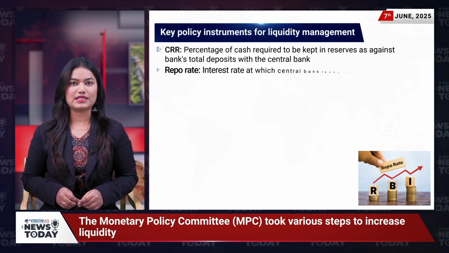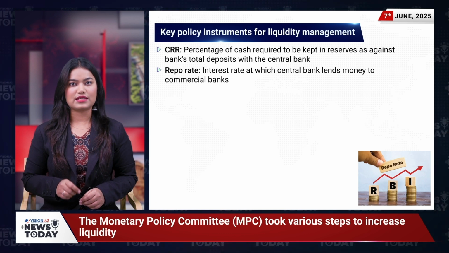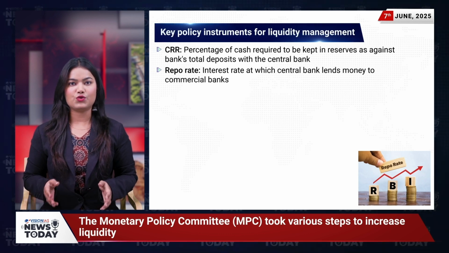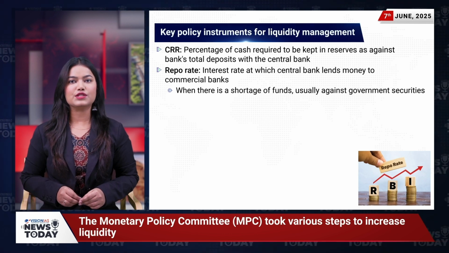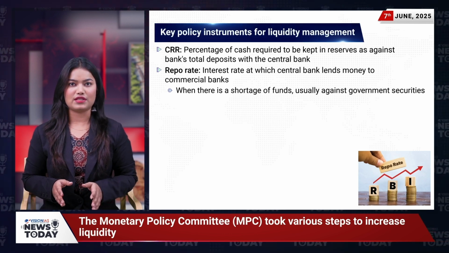Moving on to the repo rate. This is the interest rate at which the central bank lends money to commercial banks when they face a shortage of funds. This lending is usually done against government securities.